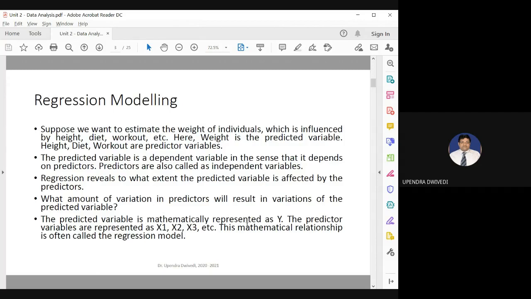The predicted variable is mathematically represented as y. It is a convention. If you do not want to represent the predicted variable as y, it is your own choice, but normally we always represent the predicted variable with the symbol y. The predictor variables are represented as x1, x2, x3, and so on. Suppose we have three predictor variables: height, diet, and workout. We represent x1 as height, x2 as diet, and x3 as workout.